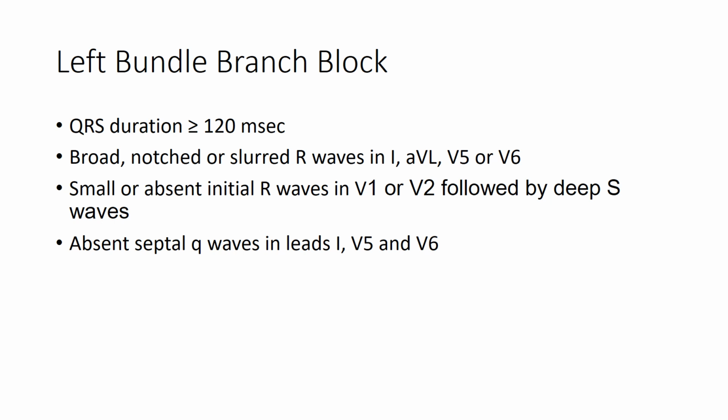In left bundle branch block, QRS duration is more than 120 milliseconds or more than 3 small boxes. There is a broad, notched or slurred R wave in leads 1, AVL, V5 or V6. There is a small or absent initial R wave in V1 or V2 that is followed by a deep S wave, and there is absence of septal Q waves in leads 1, V5 and V6.